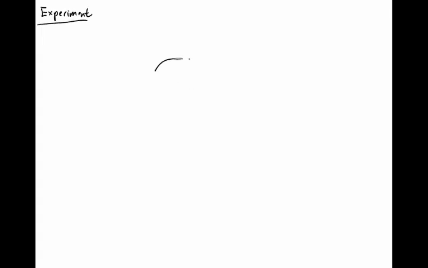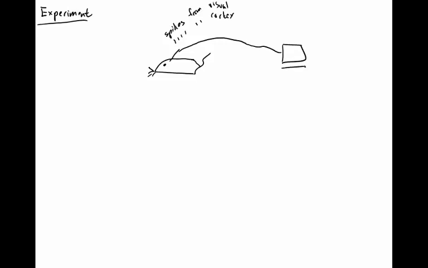So there's a mouse, maybe. That's my mouse. It's got a little tail. And there's an electrode recording spikes, so remember spikes, from a neuron in, say, the visual region of the mouse's cerebral cortex. So maybe spikes from visual cortex. And the electrode is probably plugged into a computer so that you can record when the spikes arrive.